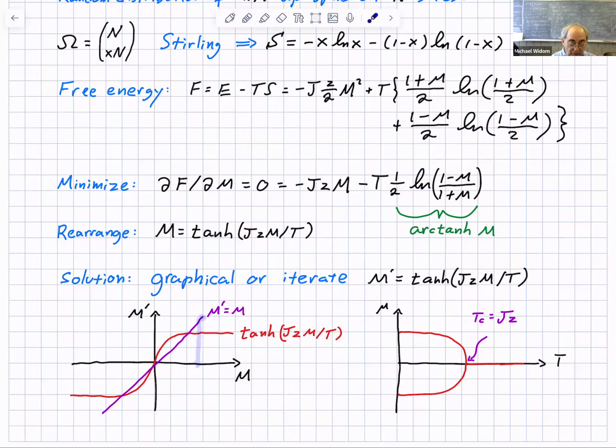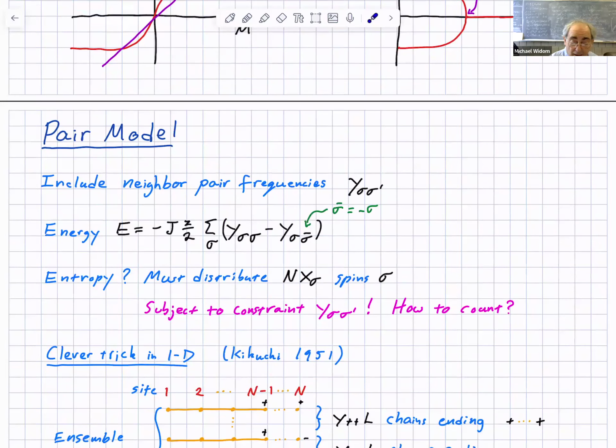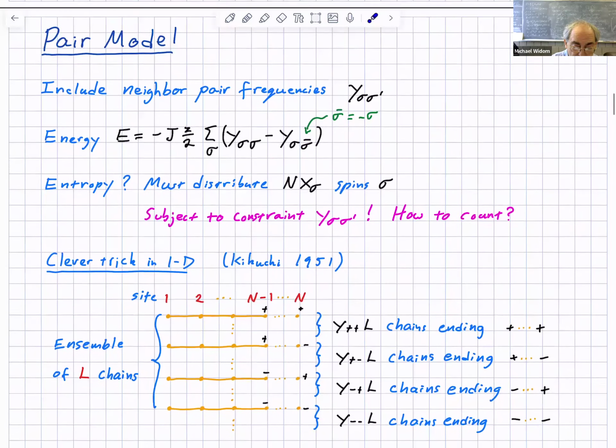We choose this magnetization. We go up to the value of the hyperbolic tangent and project over to m prime. That will give us a magnetization somewhere around here. We go back to the hyperbolic tangent, find the new m prime, and we will quickly converge to this value. If we had started with a value below the equilibrium value, going up to the function would increase the value. So from either side, we converge to the correct value. Okay, that's conventional mean field theory.